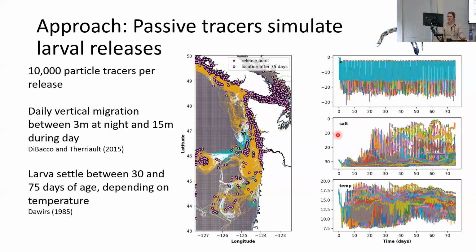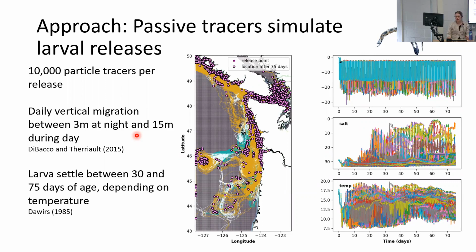But yeah, we tracked the salt and temperature of each particle. This is kind of a mess, but I'm mostly just showing you that we fixed them to migrate in the way that plankton migrate. And then we have a rate. There's a lot of data on the larval settling rate of green crab, and it's based on lab studies that use different temperatures. They'll age faster in warmer water and slower in colder water.